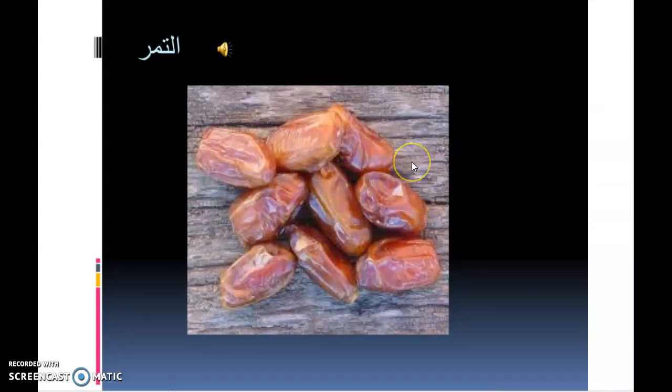Al-tamr is dates. Al-tamr is a fruit that is extremely beneficial and it only grows in the Arab countries. Al-tamr. Also write the transliteration down. Al-tamr. Dates.